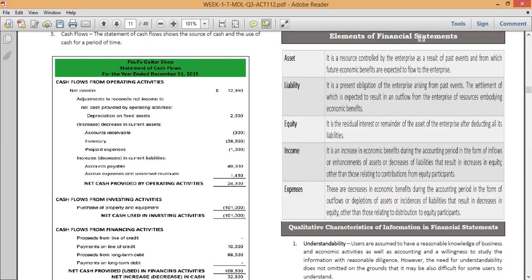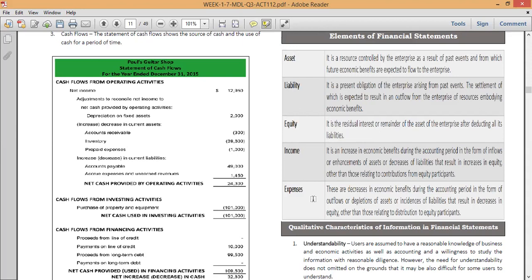The next is expenses. These are decreases in economic benefits during the accounting period in the form of outflows or depletions of assets or incidences of liabilities that result in decreases in equity other than those relating to distribution to equity participants. So, kumbaga, si liability and expenses, medyo related sila. Pero, syempre, pagdating sa business, hindi mo maiiwasan yung different expenses na ma-encounter mo. So, marami pong expenses yan. Dapat po yung mga expenses nyo is ma-manage nyo pagdating sa business. Kasi, pag more on expenses na kayo, tapos wala naman kayong income, nagda-down din talaga yung business nyo. Okay, hindi siya kumikita.